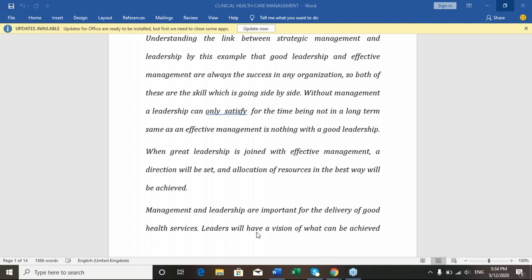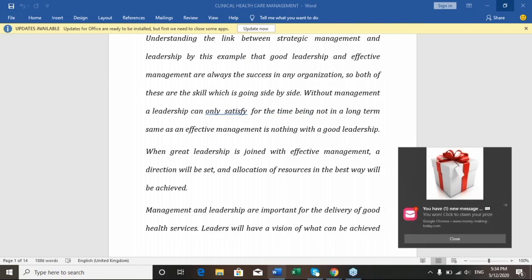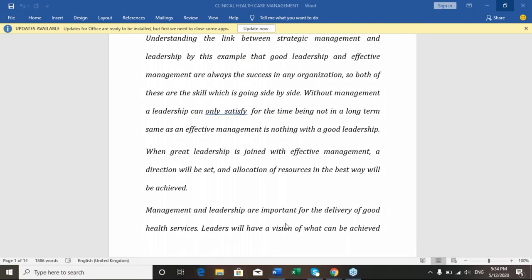And good service delivery? So we are now talking of management and leadership. We are saying that management and good leadership, these are two different things entirely that are necessary, that are required for the success of the organization. So we now said management and leadership are important for the delivery of good health services.